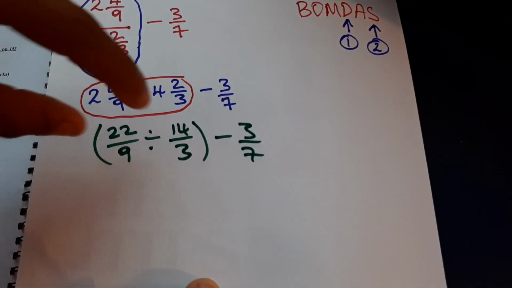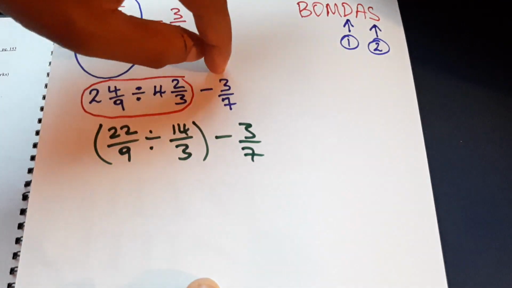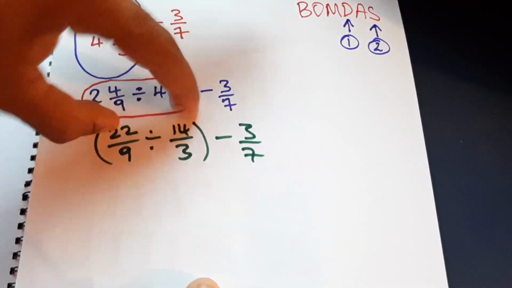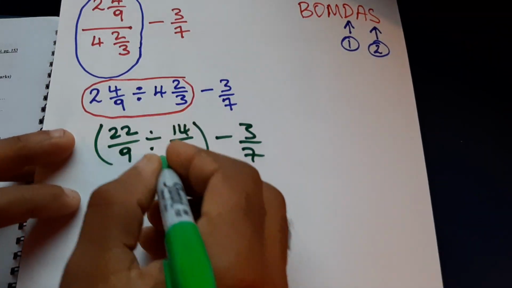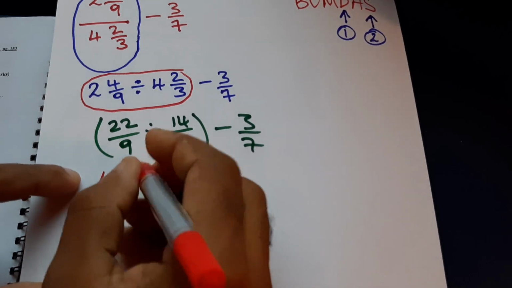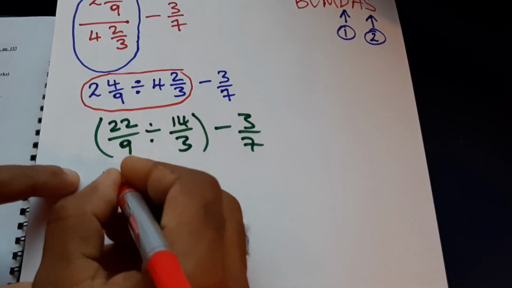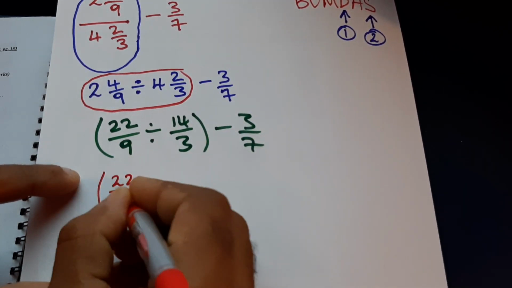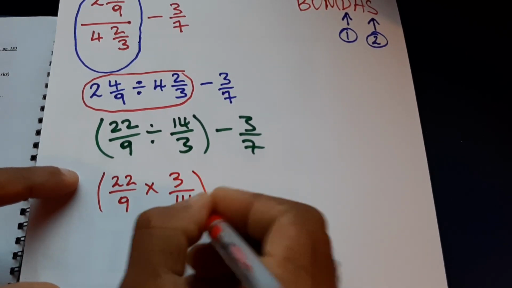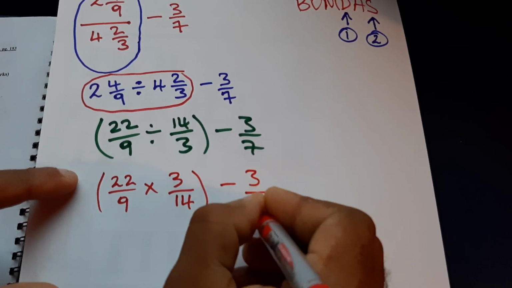Alright, now because we're solving in the bracket first, that doesn't mean I can just leave this out. I'm bringing it with me, meanwhile I'm solving inside the brackets. Remember, we cannot work with the division sign, so I'm going to change the division to multiplication, then flip the fraction behind the sign. So I'm going to have 22 over 9 multiplied by 3 over 14, close back my bracket, 3 over 7.